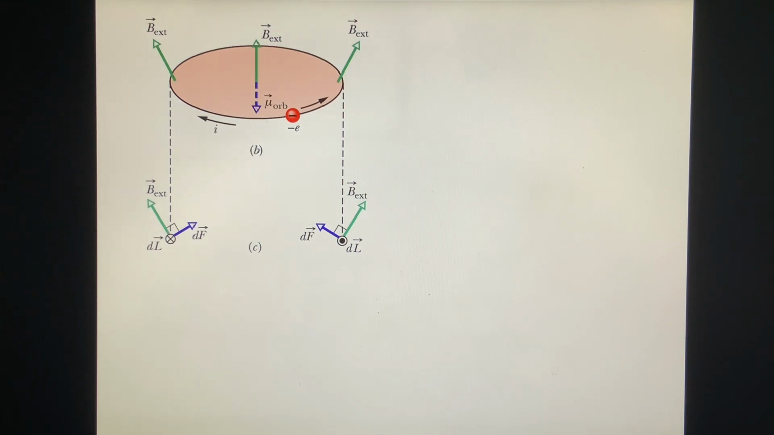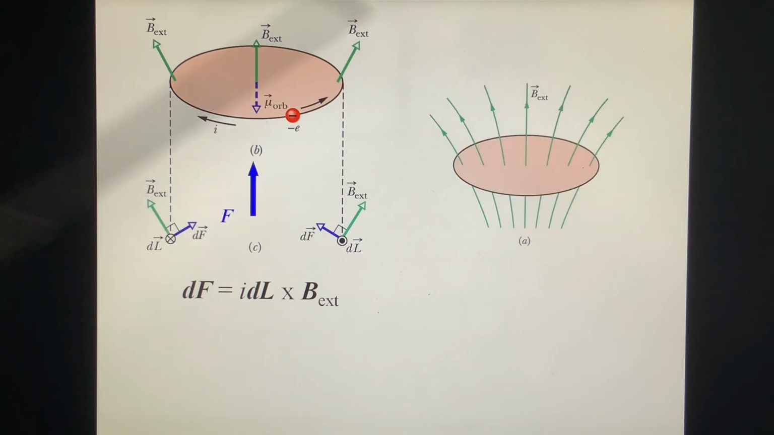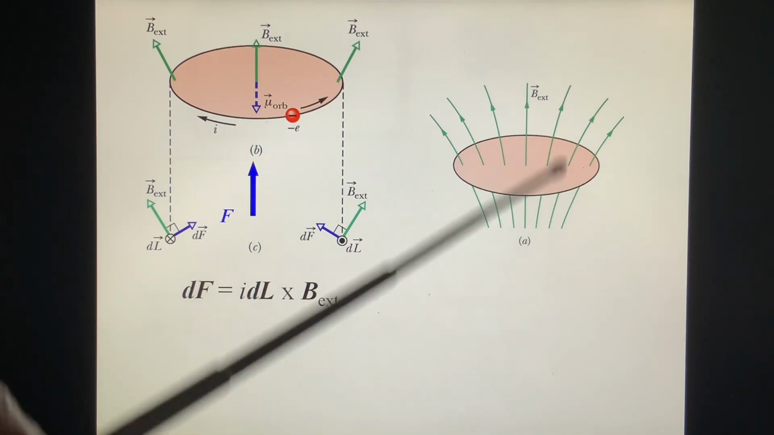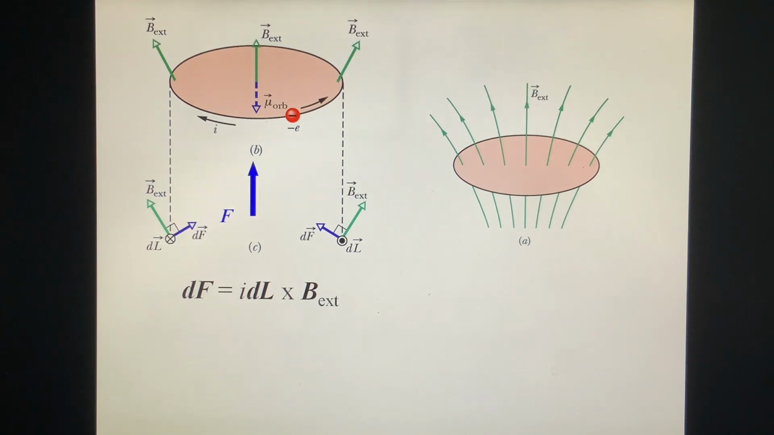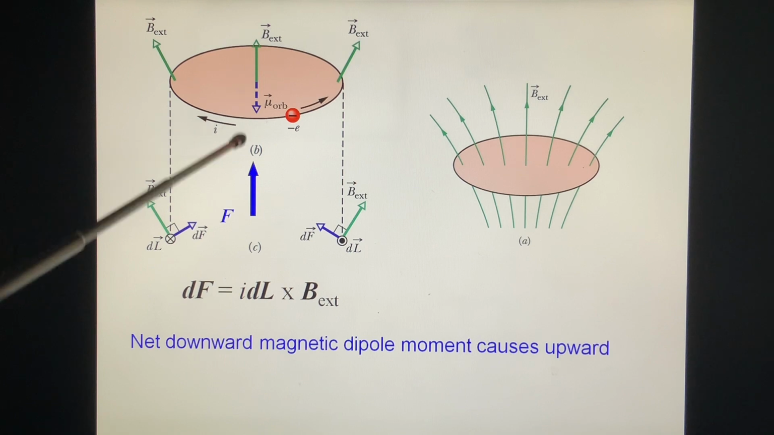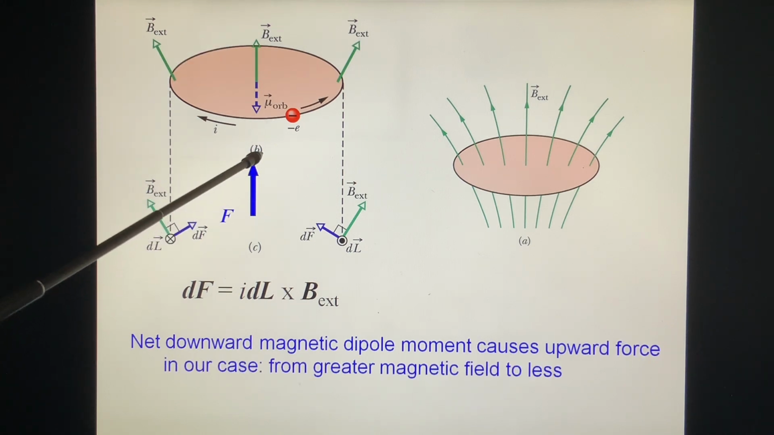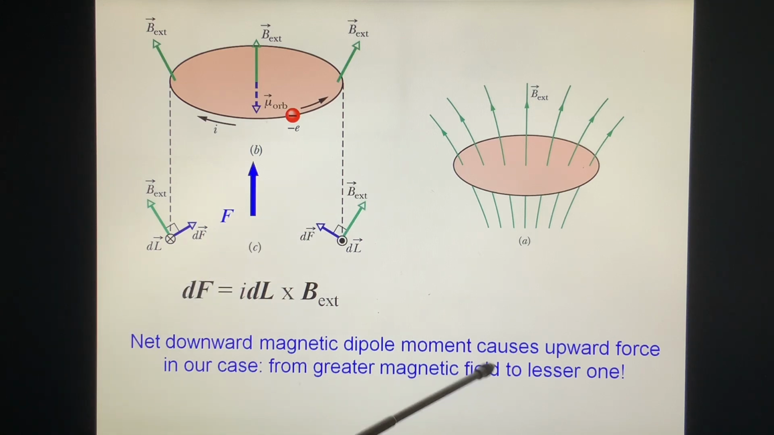We have analyzed above, and this loop of current will exert a force, I dL cross B, and the total F should go upward. In our case, this is the greater magnetic field and this is the lesser magnetic field. Net downward magnetic dipole moment causes an upward force. And in our case, it is from the greater magnetic field to the lesser one.